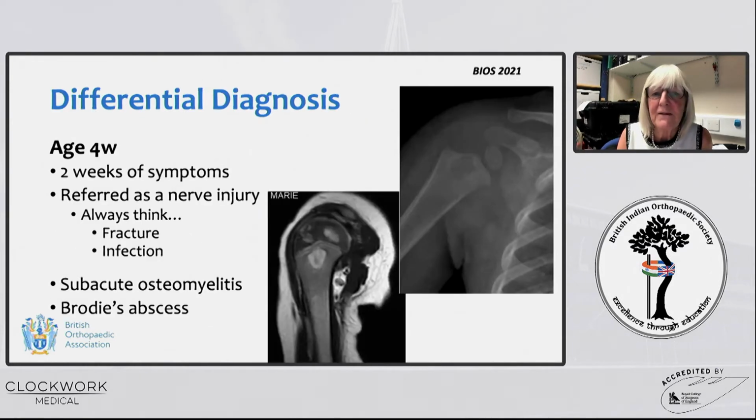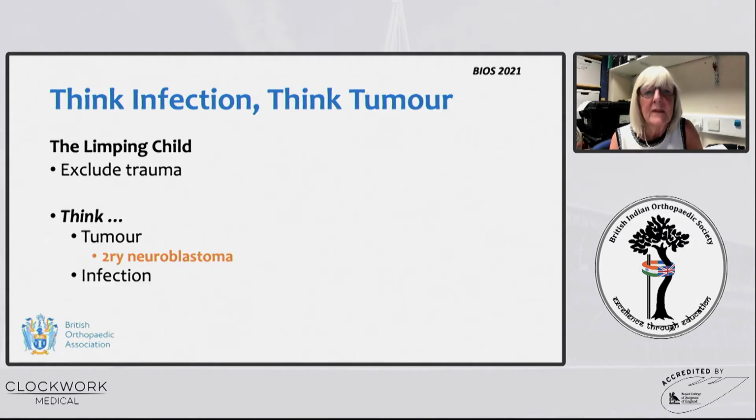And if we're going to talk about differential diagnosis of a child with sepsis, for example, this child at 4 weeks had 2 weeks of symptoms, so was referred as a nerve injury and a possible brachial plexus problem, which shouldn't really have started 2 weeks after birth. So always think fracture, always think infection. So the child did not have a fracture of the clavicle, but did have a subacute osteomyelitis of the proximal humerus. If you're going to think infection, think tumor.